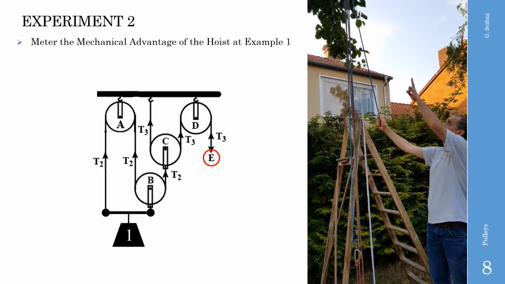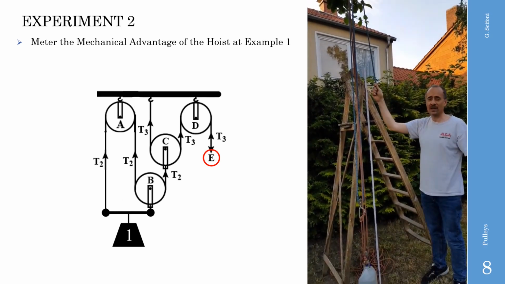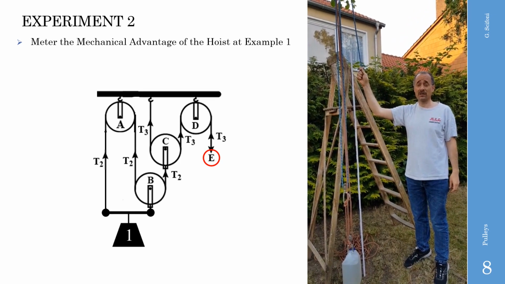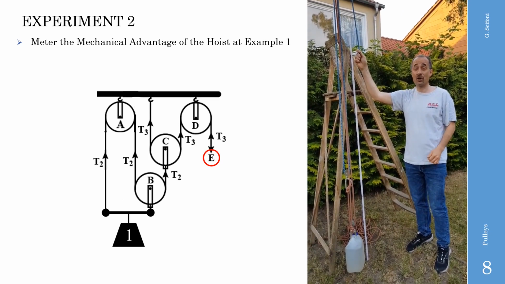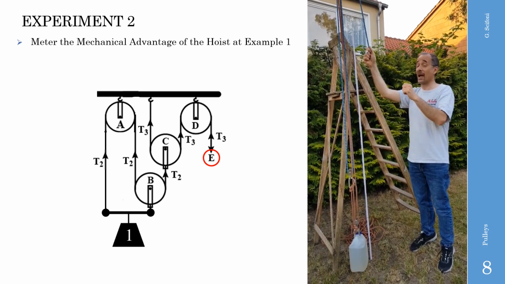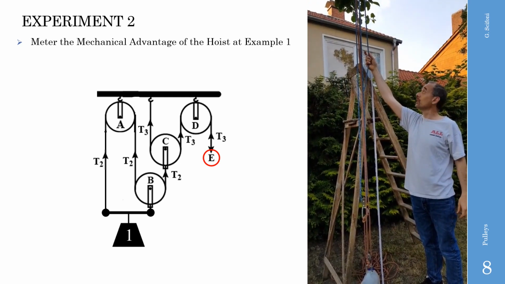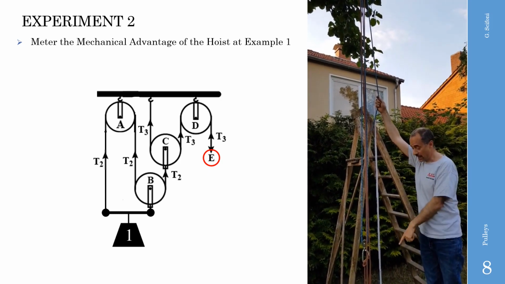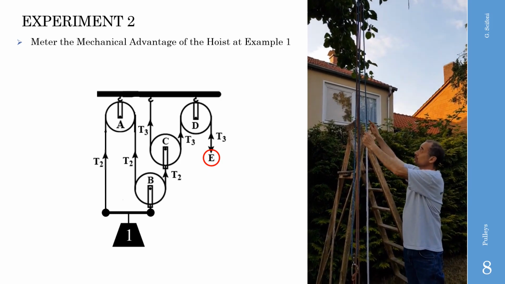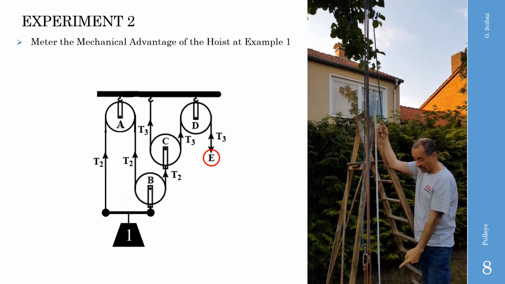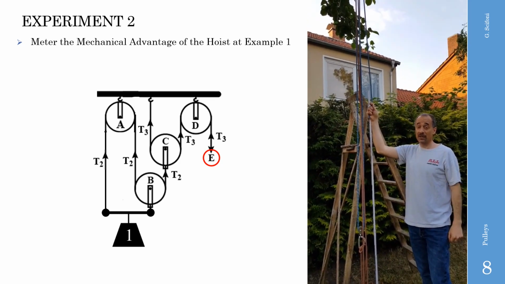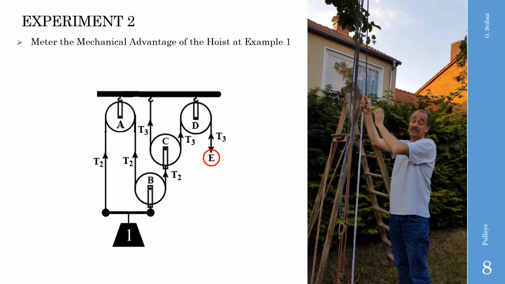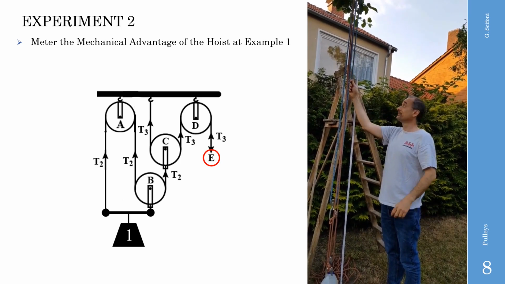There are 2 pulleys up, 2 pulleys down, and 2 different ropes. As per the schematic that we have seen, we should have a mechanical advantage of 6, okay? And how to meter it? We pull this rope from the top of the ladder down to the bottom. That is exactly 2 meters. And we meter how much the canister is lifted. If our calculation is correct, it should be exactly 1/6 of 2 meters.